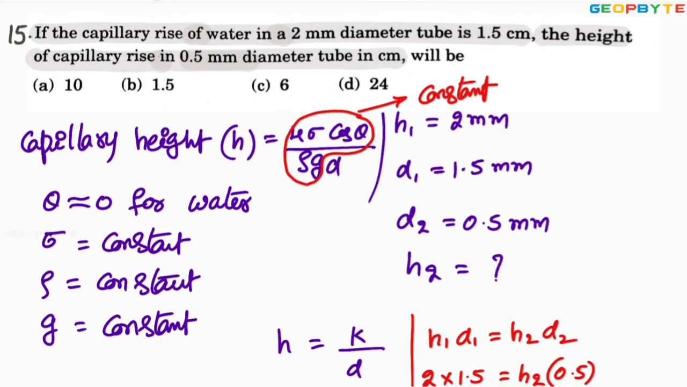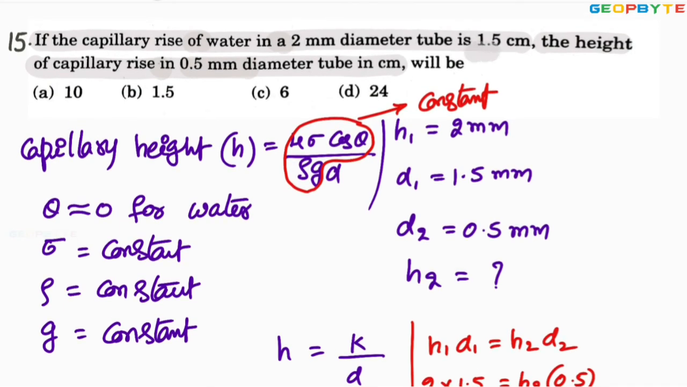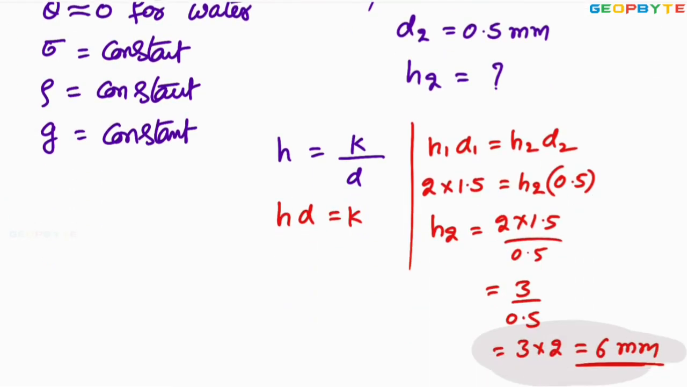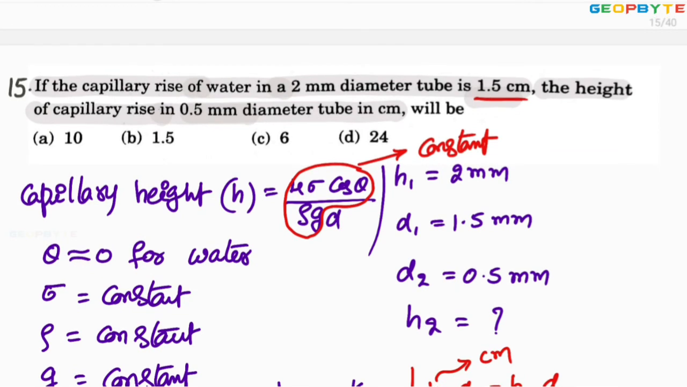Not 6 mm, because in the first case the height is given in centimeters. Therefore this should be in centimeters. We should be very careful with the unit, because H1 is given in centimeters. Therefore H2 comes in centimeters, 6 centimeters. Look at the options. Option C is absolutely correct. I hope you got my point.